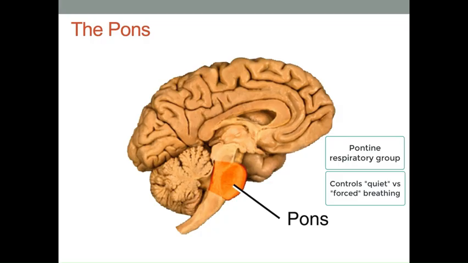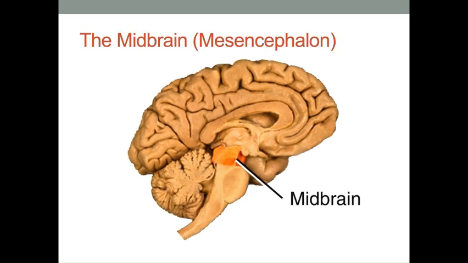So the pons is going to be important for that switchover from quiet breathing to more labored breathing and the muscles that are needed to control that. So that's the pons. And then immediately superior to the pons, we have the last major structure of the brainstem called the midbrain. Some anatomists will call this the mesencephalon.